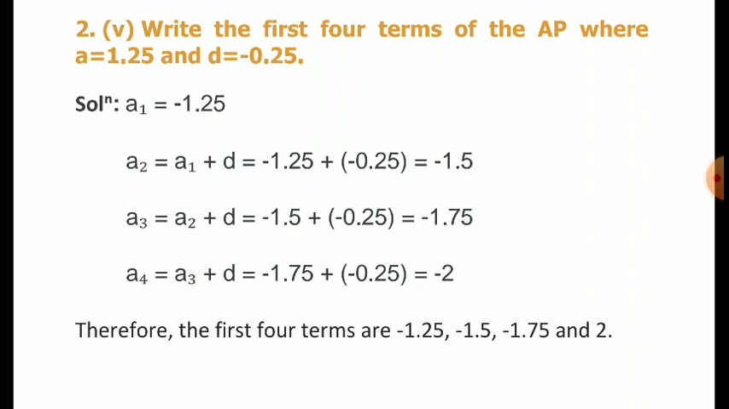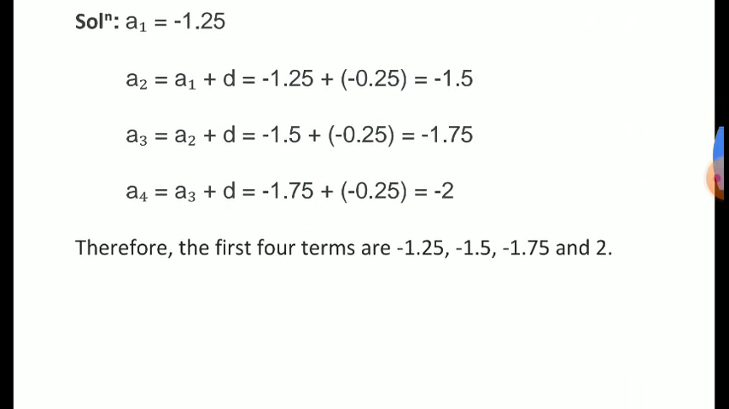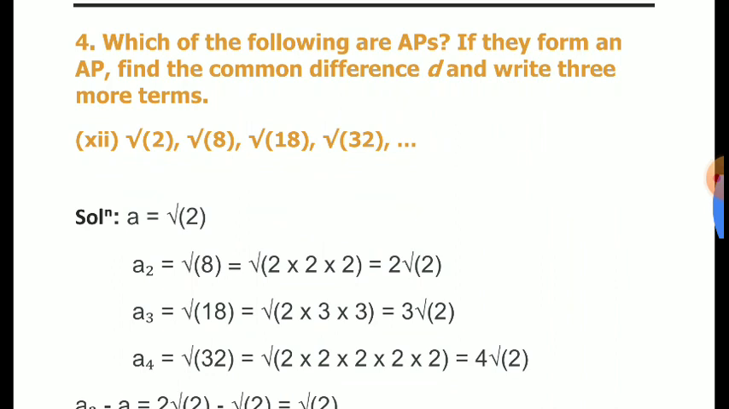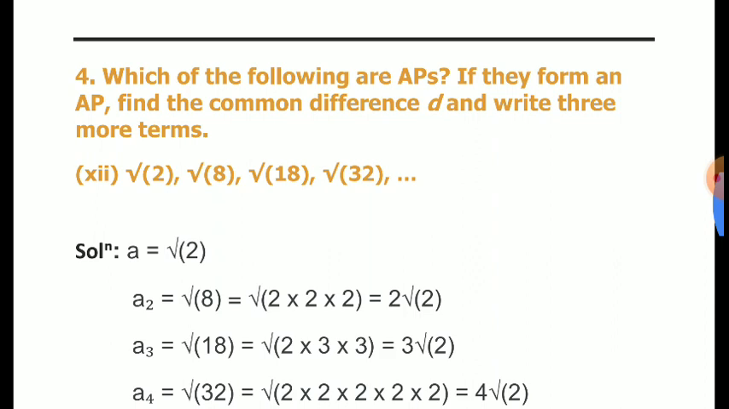Then we come to another problem from this same exercise 5.1, that is number 4 from exercise 5.1. Let's see the question. Question is given here: which of the following are APs? If they form an AP, find the common difference d and write three more terms.